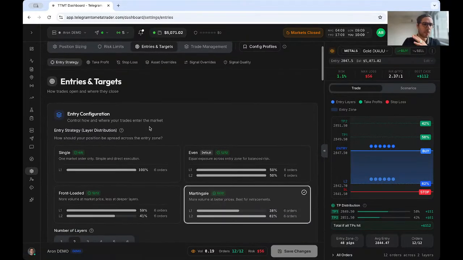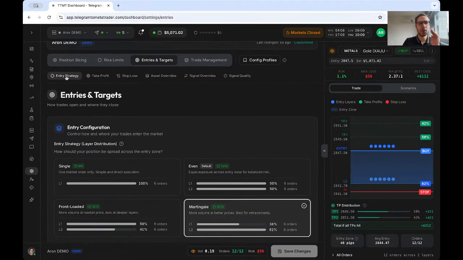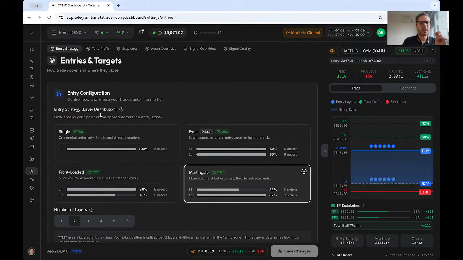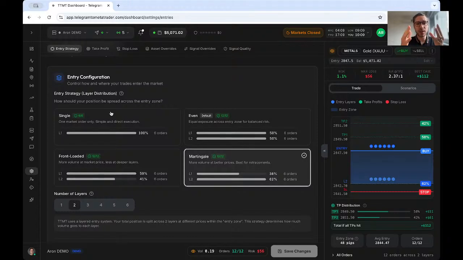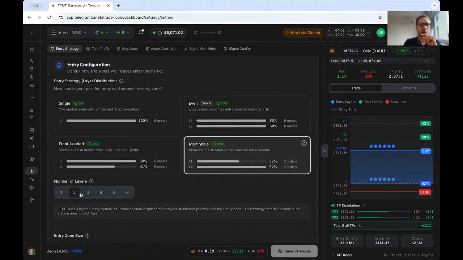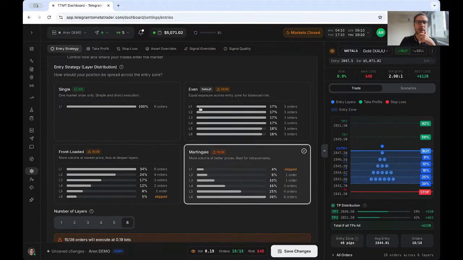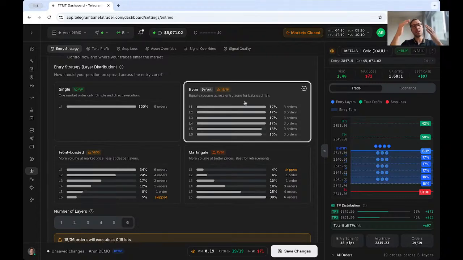Entries and targets. This is the most important part. You can modify entry strategy, take profits, stop loss, asset overrides, and signal quality here. I'll show you around. For entry strategy, you can either use a single entry, one layer. Obviously, there could be multiple orders and positions within that layer, but technically your trade sits at one price. And then the cool thing is that you can adjust the number of layers up to 6, and you can select how you would like to distribute the total lot size of that trade across the layers. So this is the entry strategy.